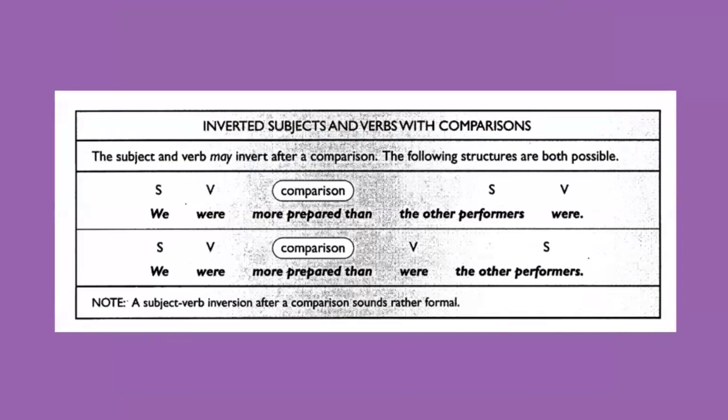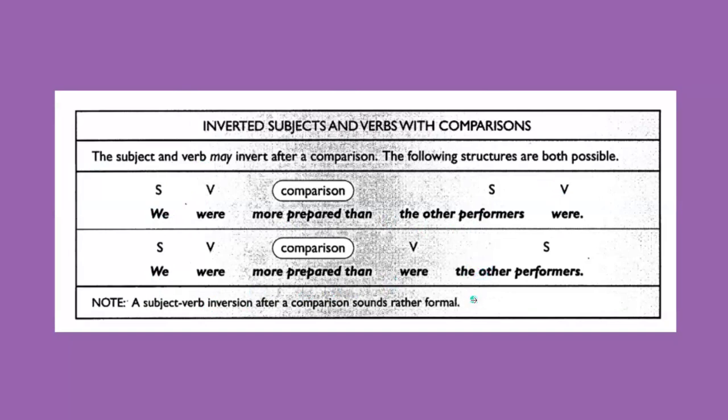Now, I should also invert subjects and verbs with comparison. The subject and verb may invert after a comparison. The following instructions are both possible. For example, we were more prepared than the other performers were. But it is also possible to say, we were more prepared than were the other performers.